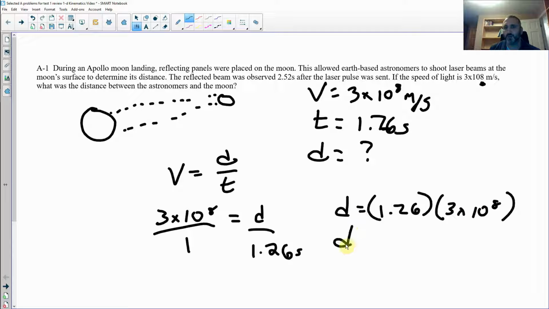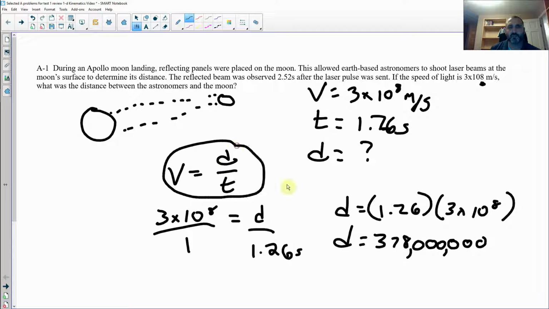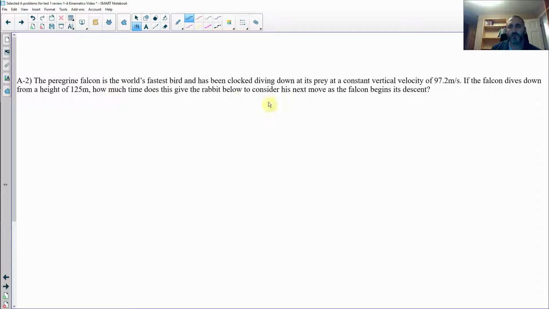And the displacement will be, hold on, 1.26 times 3e8. That should be a big number: 378 with 6 zeros afterwards. 1, 2, 3, 4, 5, 6. So 378 million meters away. So again, that's v equals d over t, no accelerated motion, and that's how you do A1.